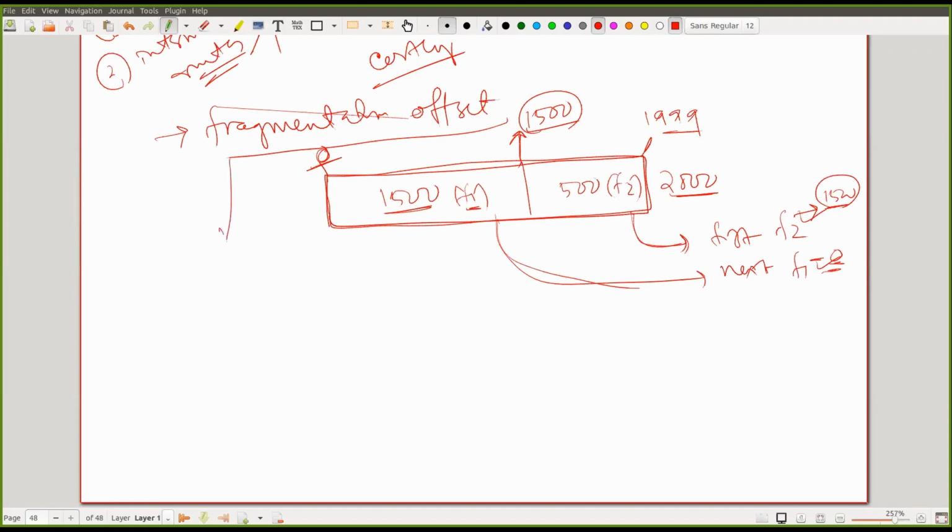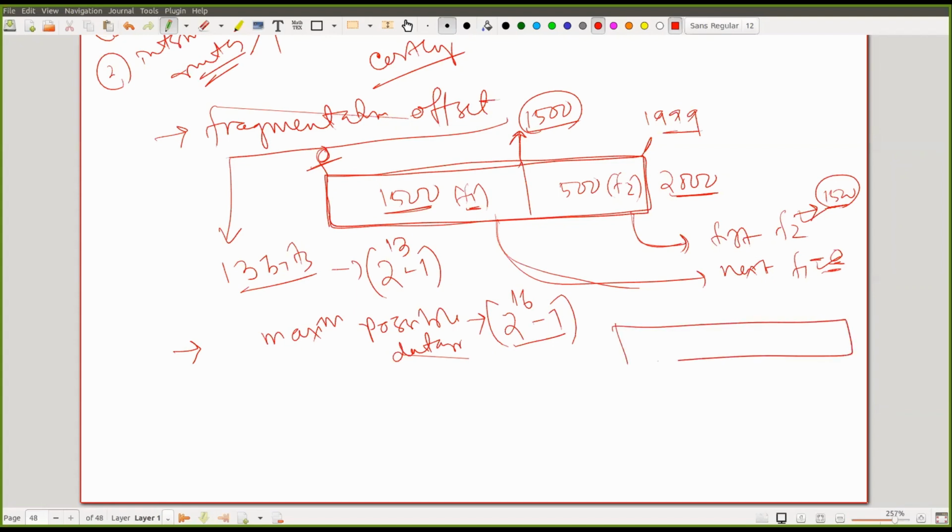Fragmentation offset is represented in how many bits? 13 bits. Yes. So if it is represented in 13 bits, what is the highest value I can represent with this? 2 to the power 13 minus 1. This is the highest fragmentation offset I can represent. But if I look at the maximum datagram size, 2 to the power 16 minus 1. In the worst case, the first fragment may be of 2 to the power 16 minus 2.